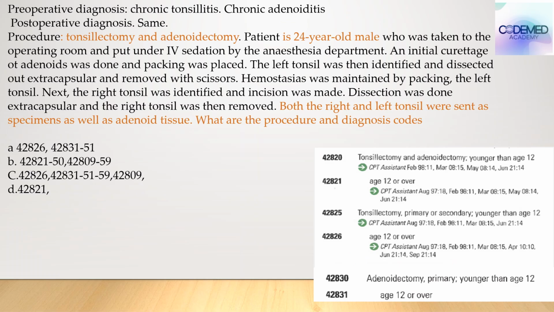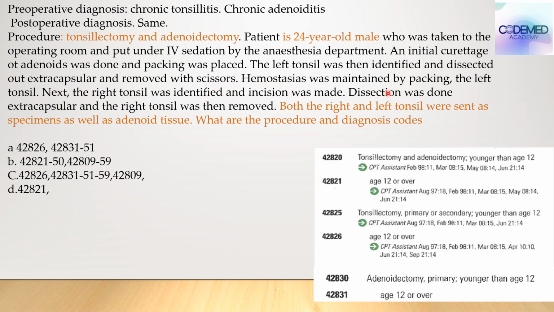So let us take a few questions that will strengthen your guideline. This is a case report. The preoperative diagnosis is chronic tonsillitis and chronic adenoiditis. Postoperative diagnosis is the same. Procedure is tonsillectomy and adenoidectomy. The patient is a 24-year-old male who was taken to the operating room and put under IV sedation by the anesthesia department. An initial curettage of the adenoids was done and packing was placed. The left tonsil was then identified and dissected out extracapsular and removed with scissors.